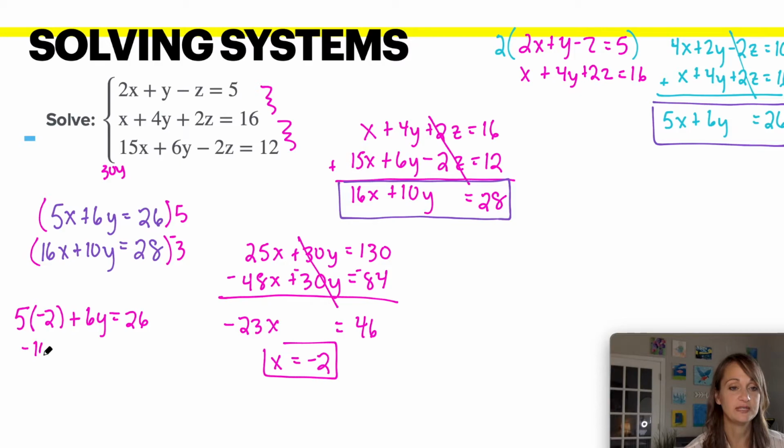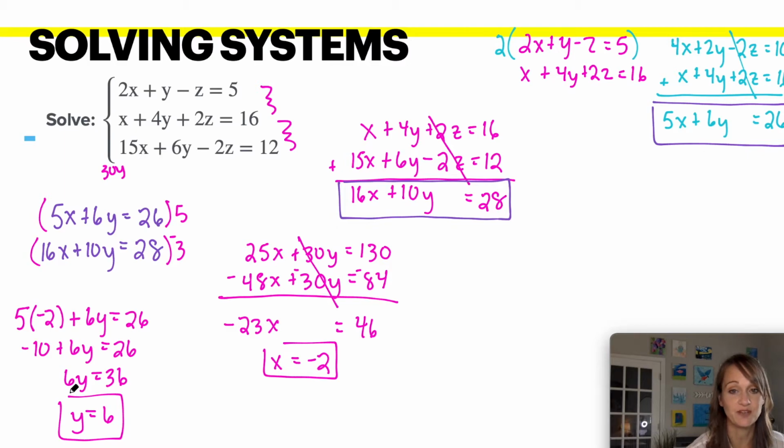5 times -2 is -10. I'm going to add 10 to both sides and I'll get 36. Divide by 6 and I get 6. We now have two variables that are solved. Now we need to find the third. We need to find z.